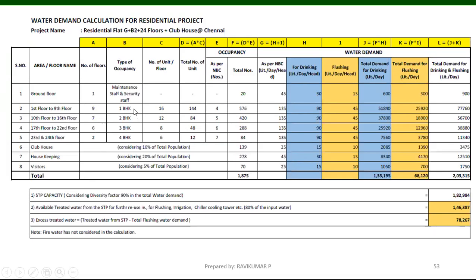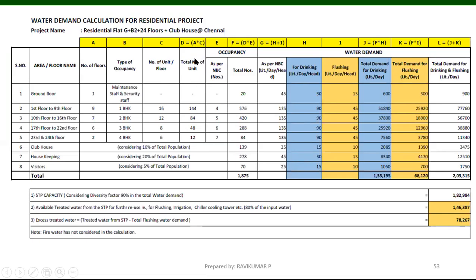Type of occupancy, what type of occupancy have I put here? Single BHK, 1 BHK only will be there. Number of floors, 9 floors are there. Each floor, 1 BHK only. Number of units per floor: each floor has 16 1 BHK units. Total number of units.